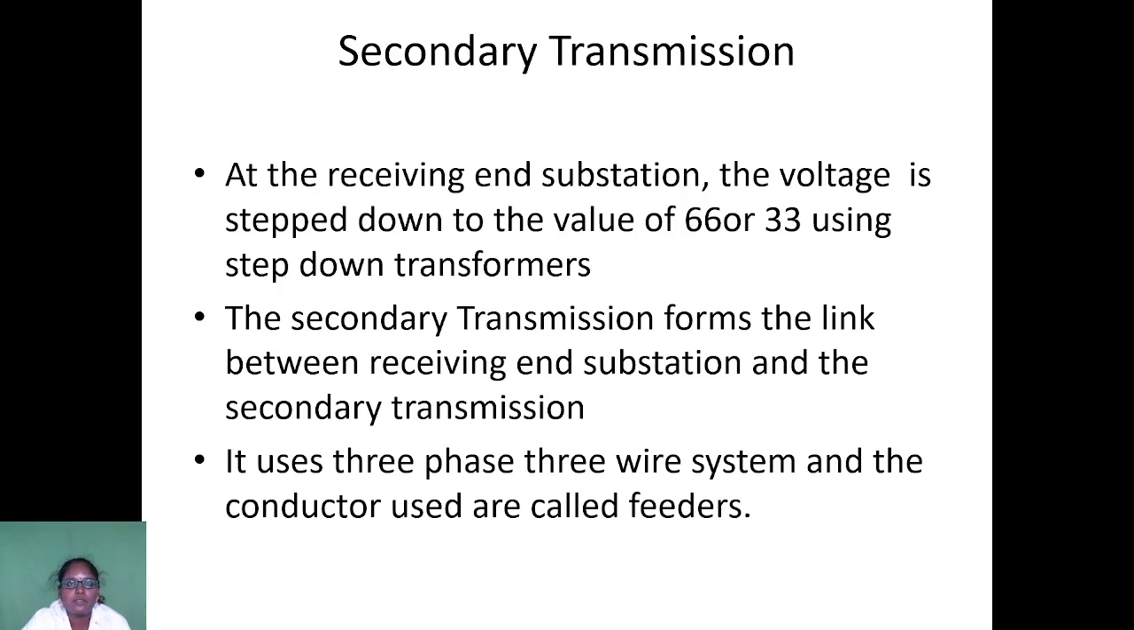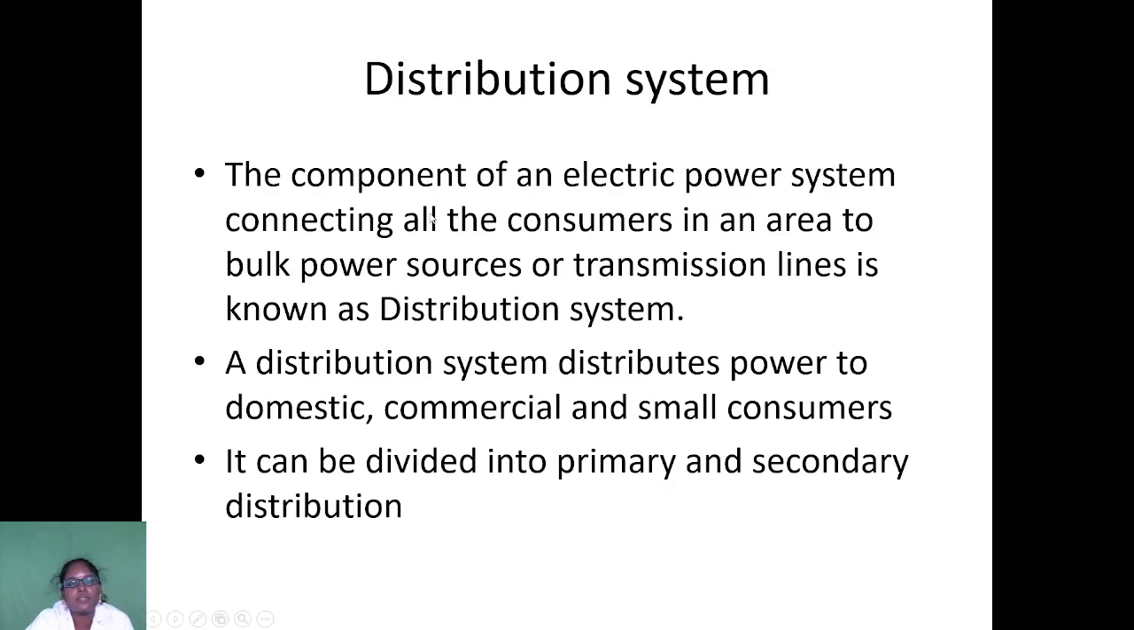So the next, third stage is distribution. On the distribution side, all the components of the electrical power system are connected to the consumer side. Here we distribute bulk power to the industries or any commercial purposes. The main purpose of distribution is to distribute the power to the domestic side, commercial side, industries, or any small consumers. Here also, on the distribution side, there are two categories: one is primary distribution and the second is secondary distribution.